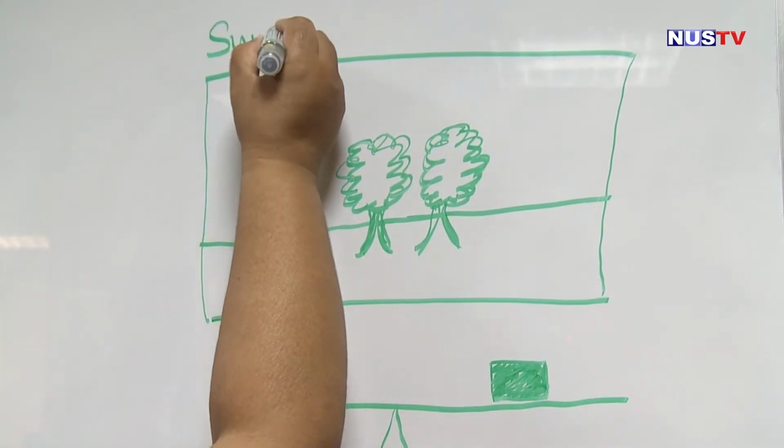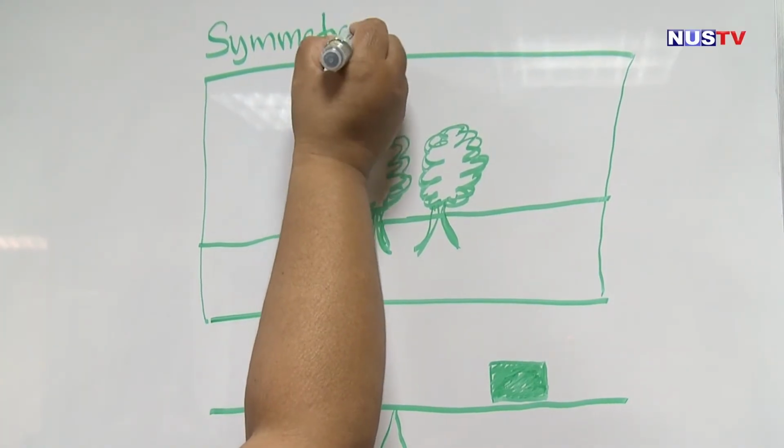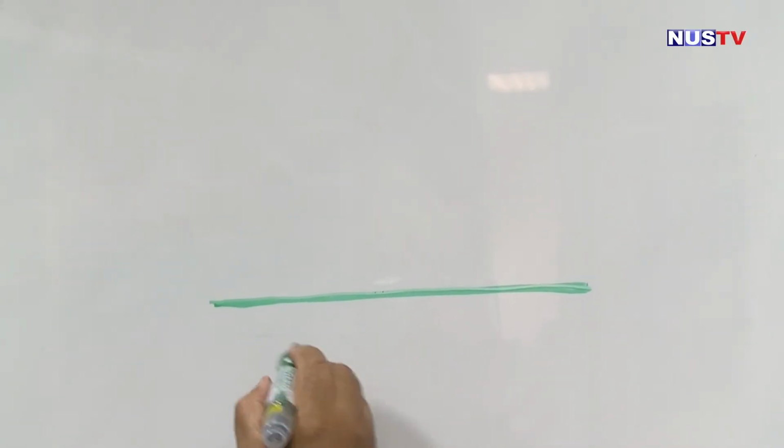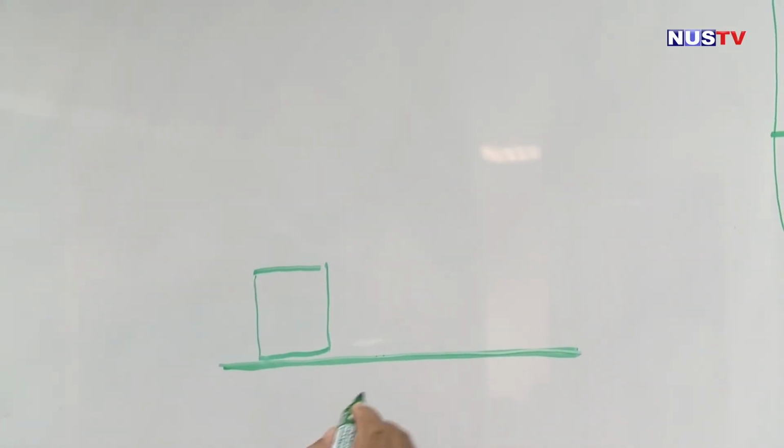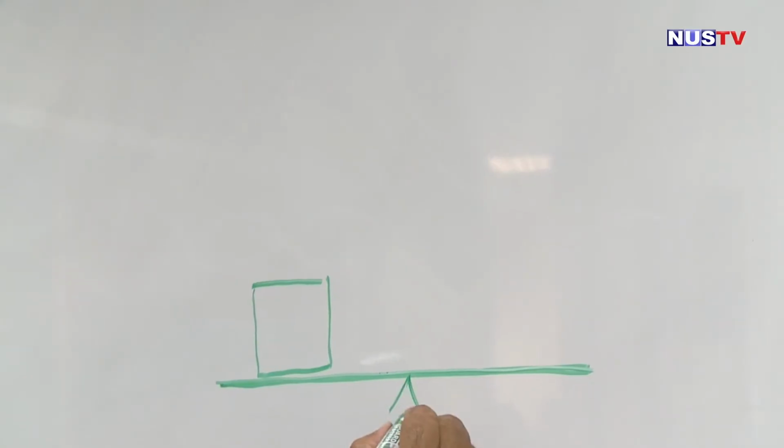When you draw your line or imagine a line in the middle, both sides are the same. Okay, let's look at another one.